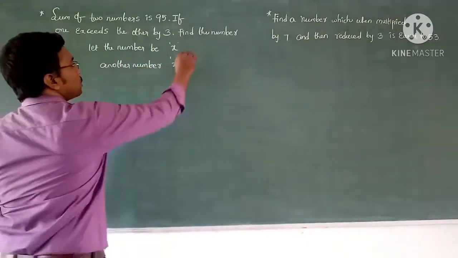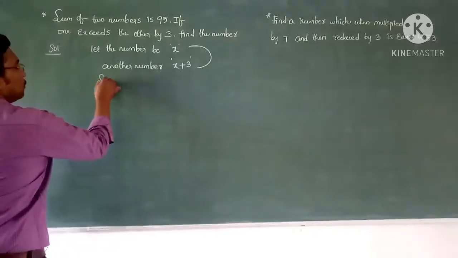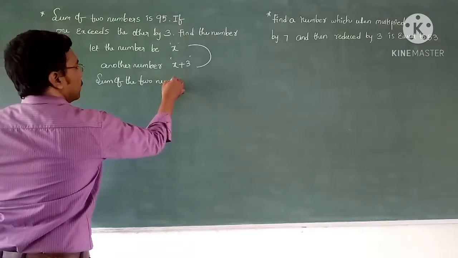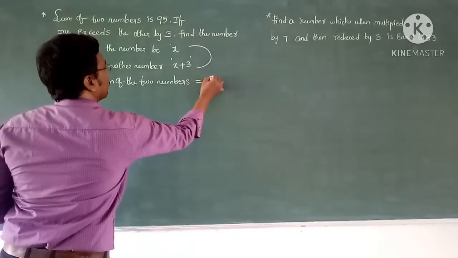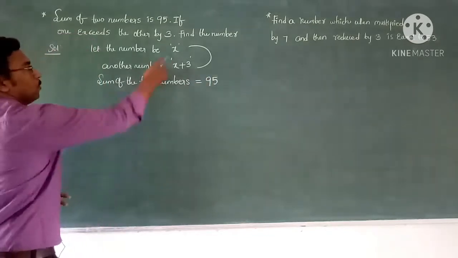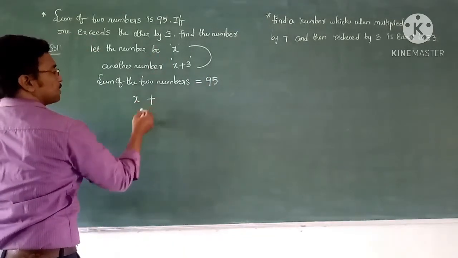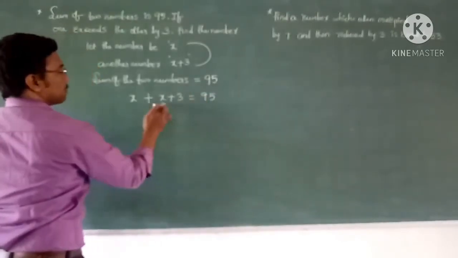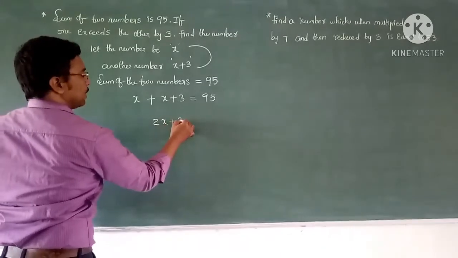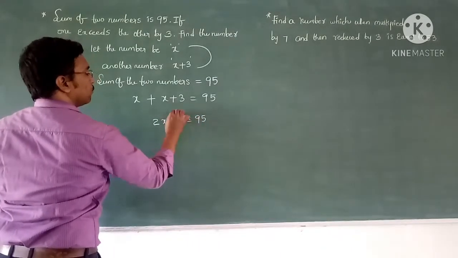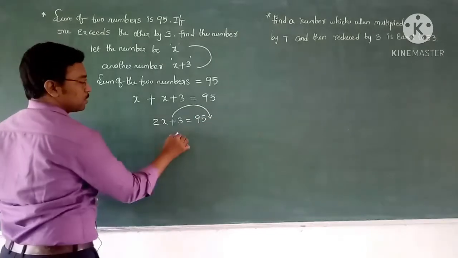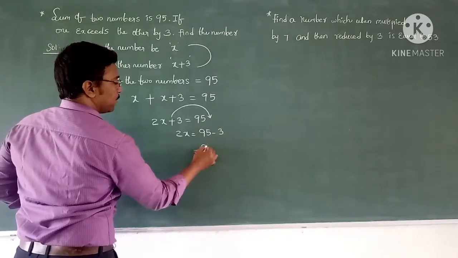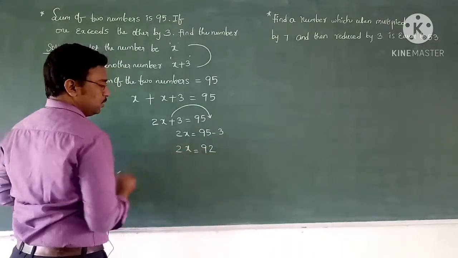So the sum of these two numbers is how much is given? Sum of the two numbers is equal to 95. So one number x plus another number x plus 3 is equal to 95. x plus x, 2x plus 3 is equal to 95. If we transpose this plus 3 to this side, what happens? 2x is equal to 95 minus 3. 95 minus 3, 92. 2x is equal to 92.